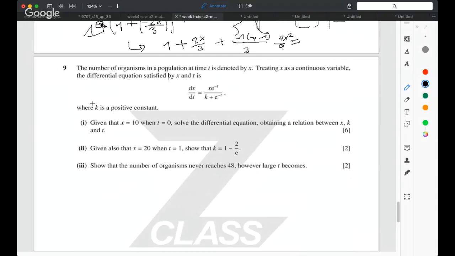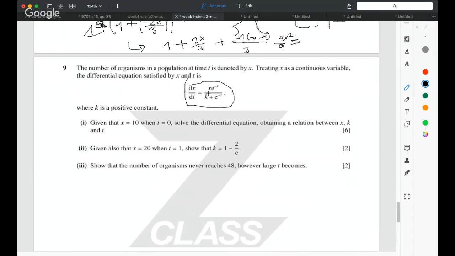Okay, it's plus, given that x equals 10 when t is 0, solve the differential equation obtained between x. So this question asks you to solve the differential equation, right? What's the method for solving a differential equation? So you have the differential equation here. What is a general method for solving the differential equation?